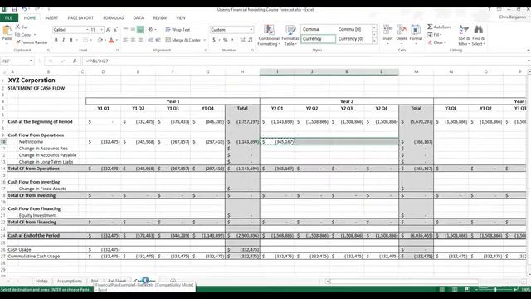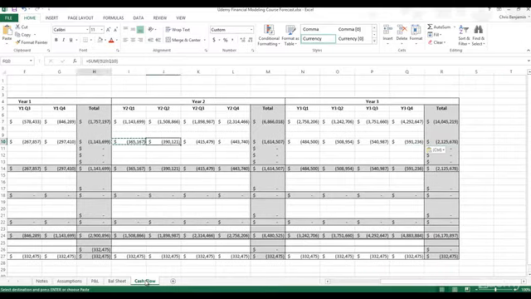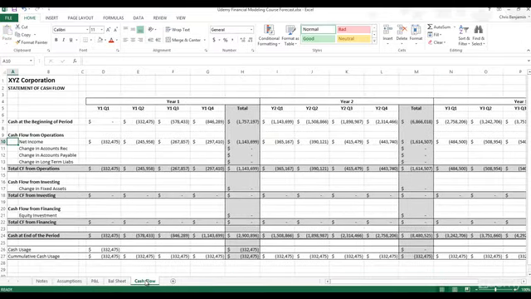So we just have to simply copy this, and again I'm just hitting Control C, and then I highlight the cells I want to copy to, and I hit Control V. And that's that. So 2 lines down, not too difficult so far.